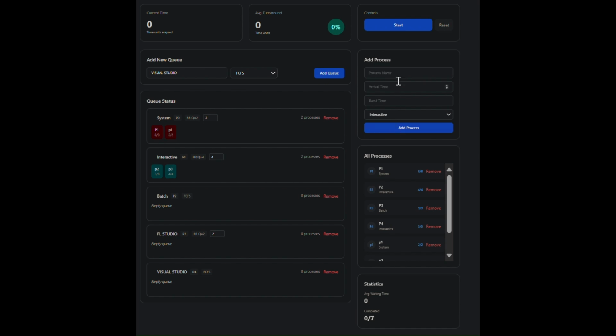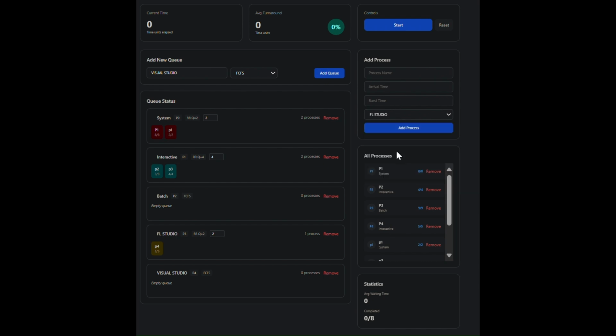4 processes were entered into this system, all arriving at time 0. Process P1 was placed in the system queue with a burst time of 4. Process P2 was placed in the FL Studio queue with a burst time of 4. Process P3 was placed in the Visual Studio queue with a burst time of 8. Process P4 was placed in the Visual Studio queue with a burst time of 5.